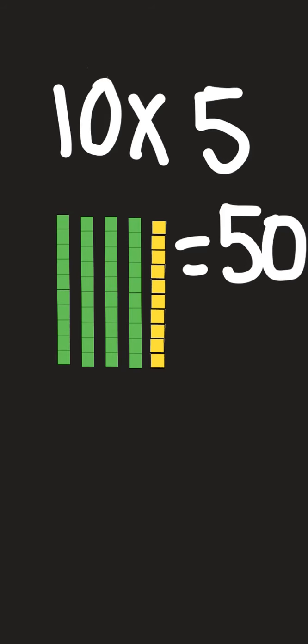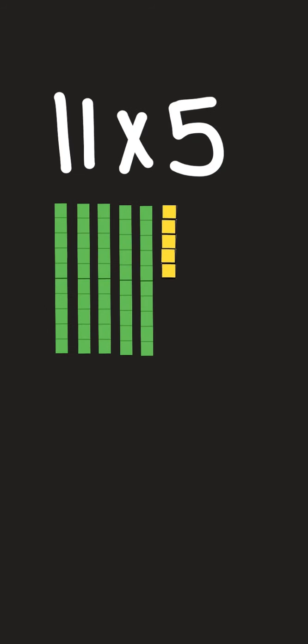And you know that 2 5s, 2 groups of 5, make 10. And you can see that's the same as my 10. So I can replace that now with a green 10s block. 11 times 5. 5, 10, 15, 20, 25, 30, 35, 40, 45, 50, 55. So 11 times 5 is 55.